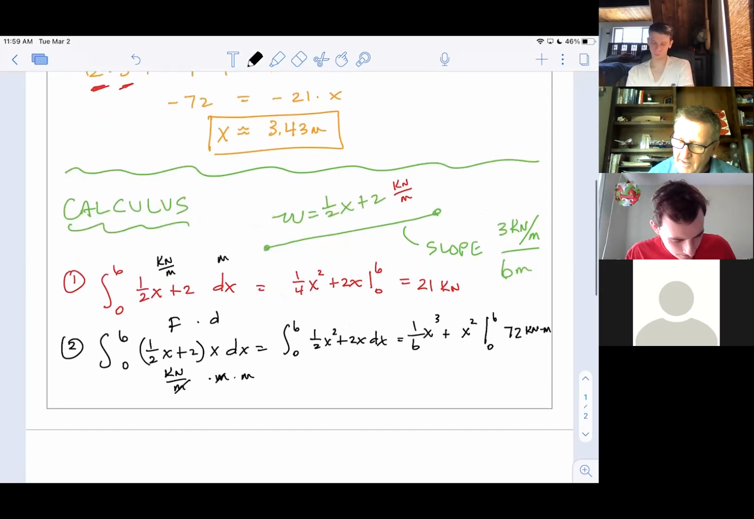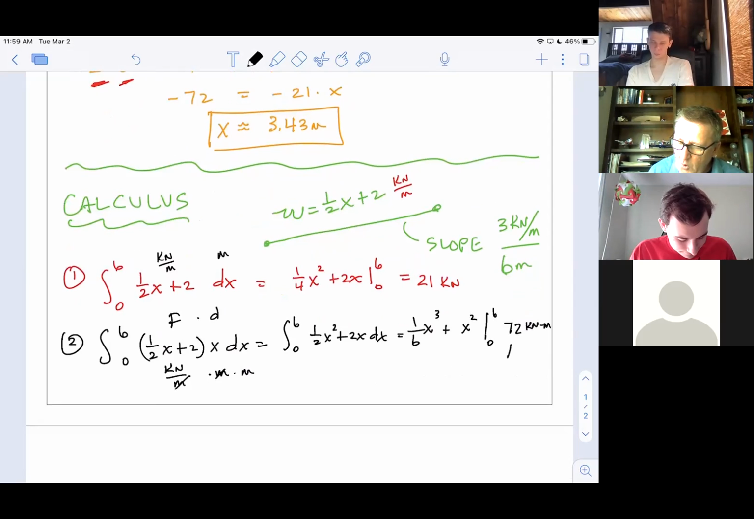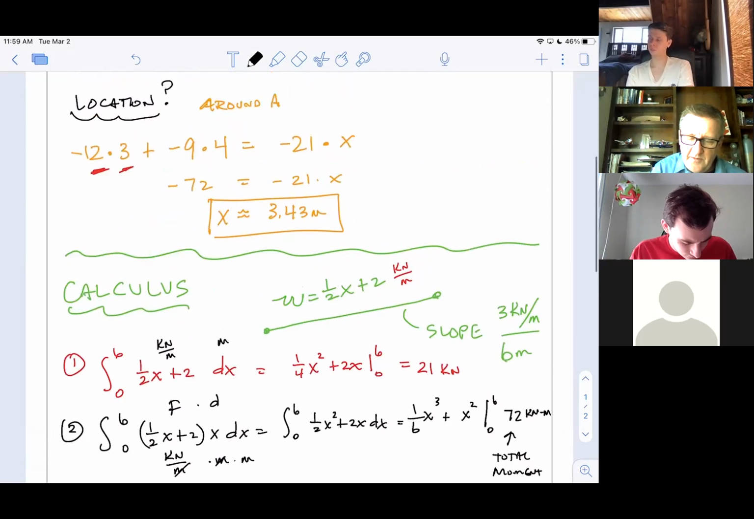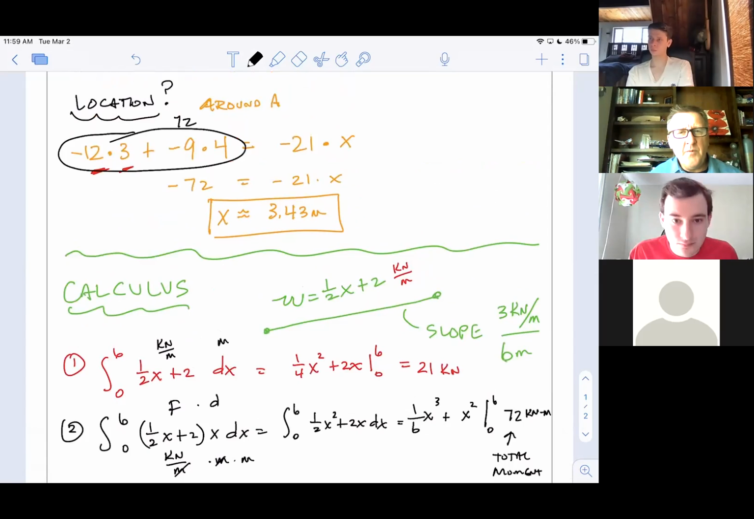So what I'm actually getting here is the total moment created by all of those forces put together. And isn't that the same thing we got right here? That was 72. So again, we were able to do this without calculus because it was a rectangle and a triangle.